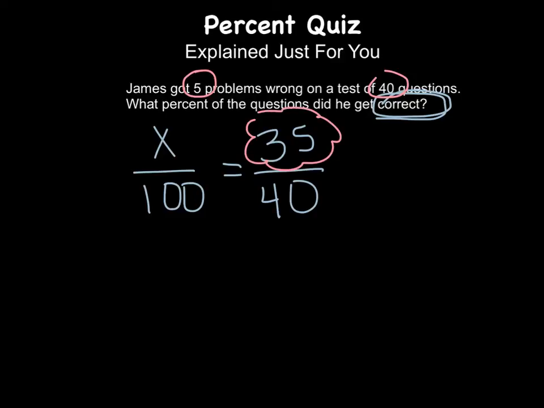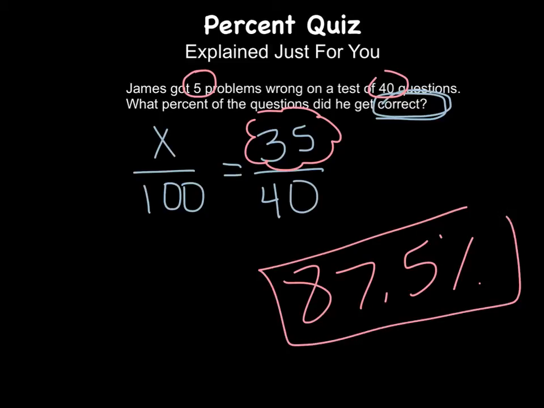And then I'm just going to do a little proportion and figure out what we're missing. I'm going to check here with my calculator. Yep, I get 87.5%. Okay, and again, the way I did that, besides using the calculator, is just figure out how I got from 40 to 100, and I did the same thing on the top.